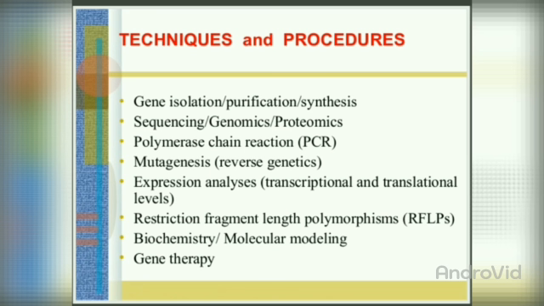Next in this technique is the polymerase chain reaction, which is also known as PCR. Next is mutagenesis, also called reverse genetics. After that, you will see expression analysis, in which we look at the transcriptional and the translational level. That means we analyze it at the transcriptional level and at the translational level. Next is restriction fragment length polymorphism. Next is biochemistry or molecular modeling, and at the last we will see gene therapy.